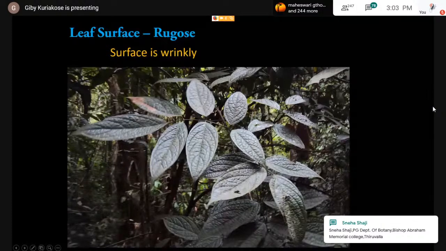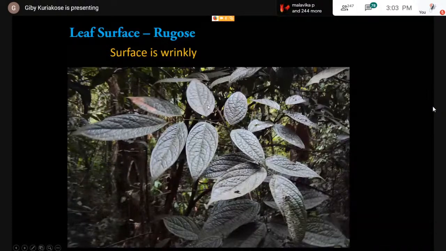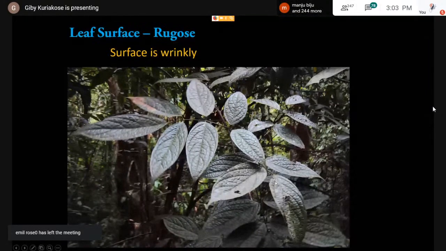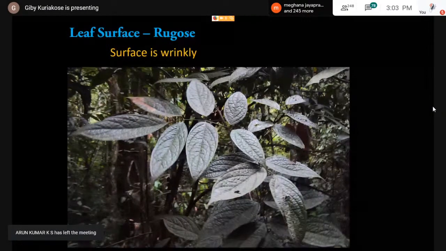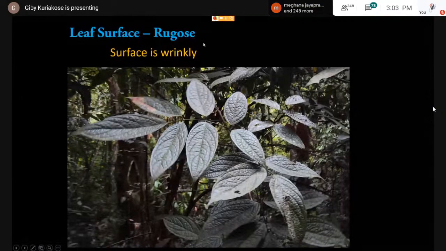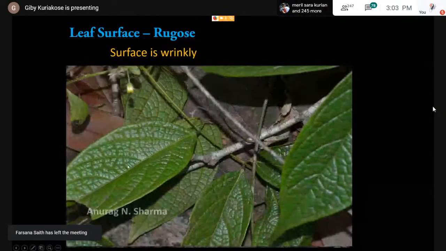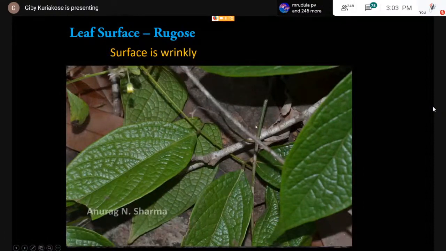Another condition is rugose. I don't know whether you have seen this type of plant. This is an endemic plant seen in the evergreen forests of the Western Ghats, which in Malayalam I think is called Aryapurian. The surface is wrinkly like this. This plant is Knema, Kunstleria carolensis, which is very common in Kerala, Tamil Nadu, and Karnataka.